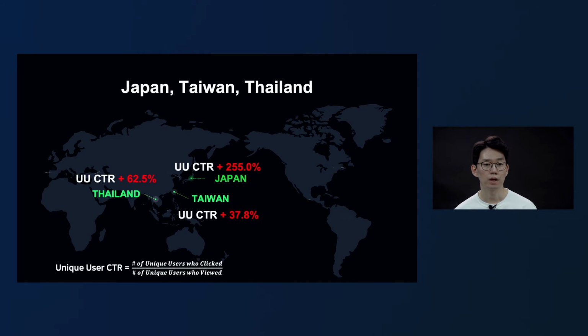Now, we have launched the recommendation service in Taiwan and Thailand following Japan. And we are also measuring UUCTR. The UUCTR is the number of unique click users divided by the number of unique view users. After deploying our recommender system, the UUCTR increased by 255% in Japan, 62% in Thailand, and 37% in Taiwan.